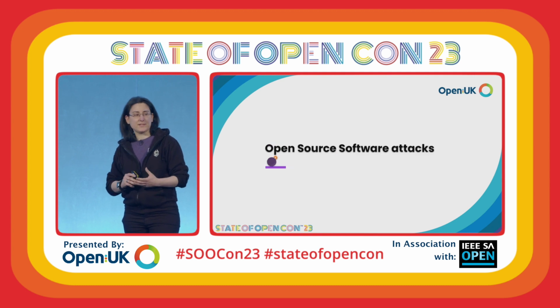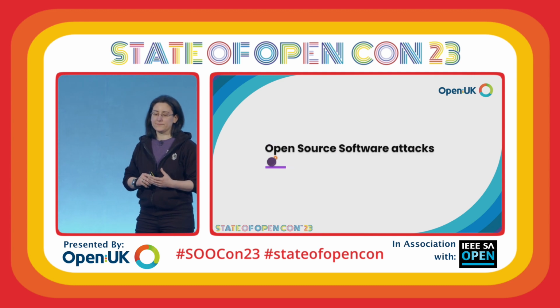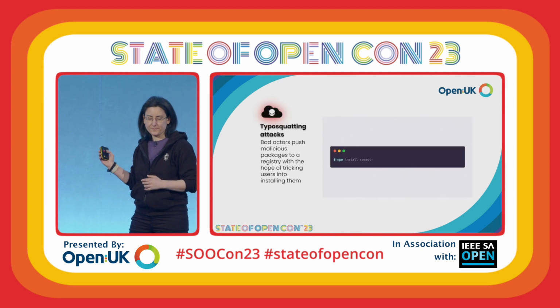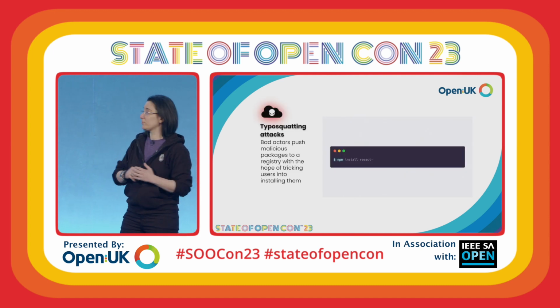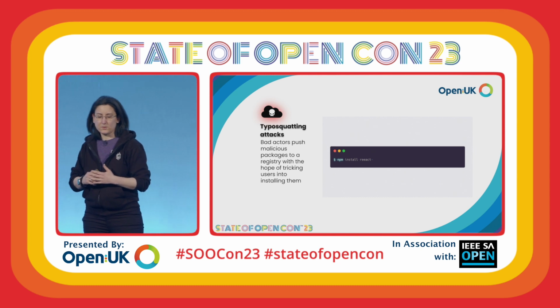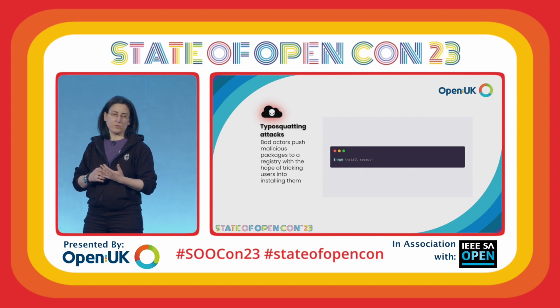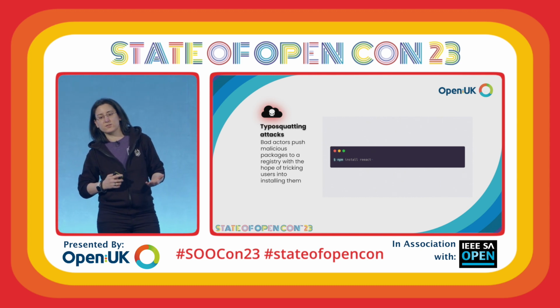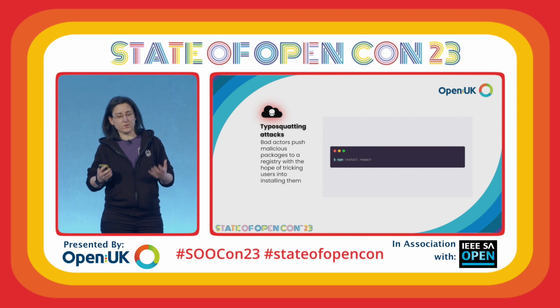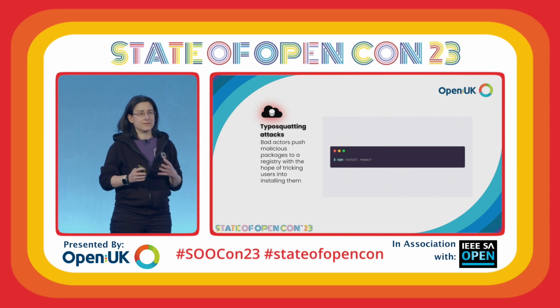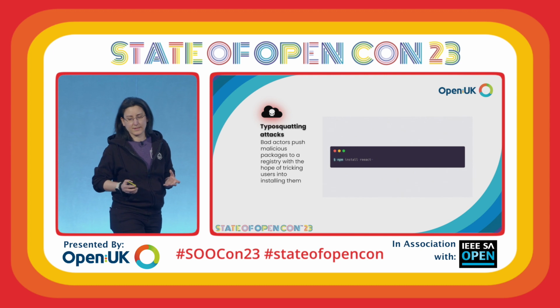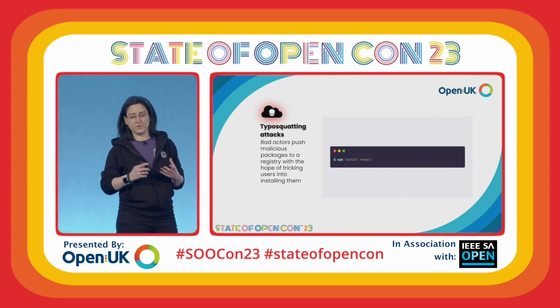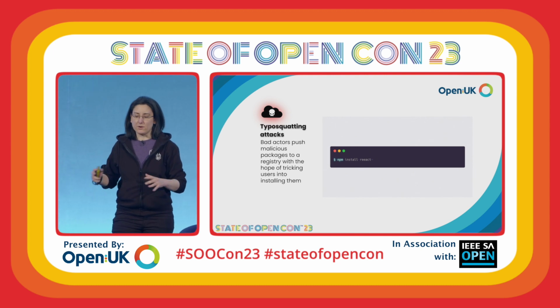So there are many types of attacks for open source software. Let's have a look at 3 scenarios. The first one is typosquatting attacks. This one usually takes place when bad actors push malicious packages to a registry with the hope of tricking users into installing them. This is quite similar to website phishing attacks that exploit typos made by individuals who may accidentally type a wrong address.